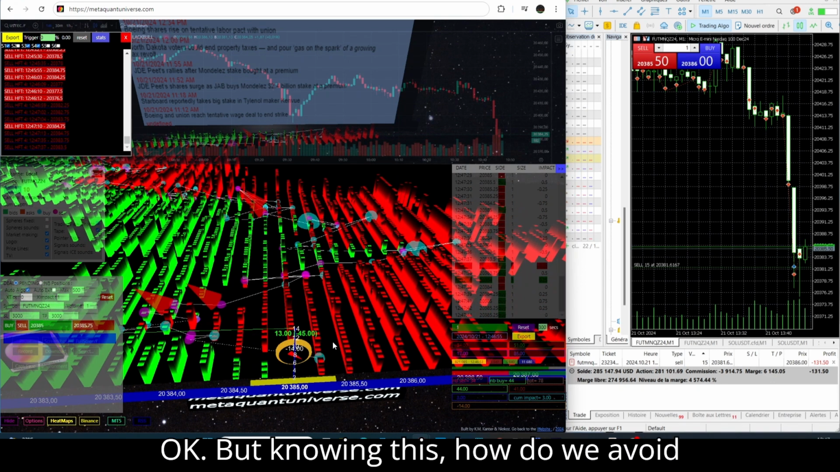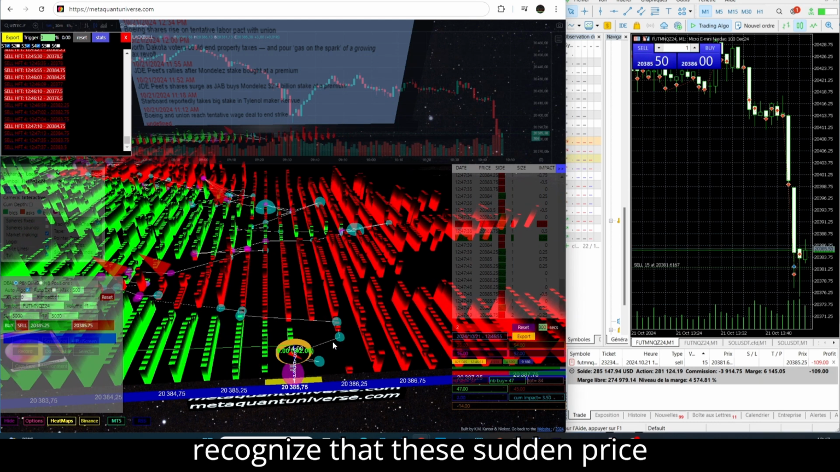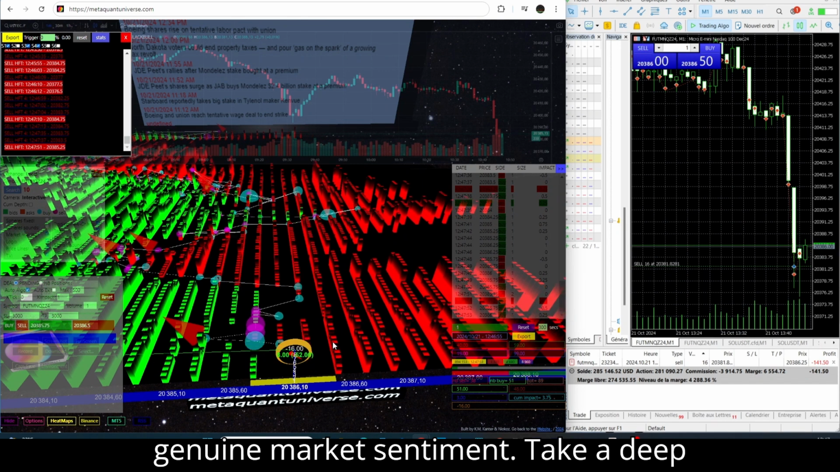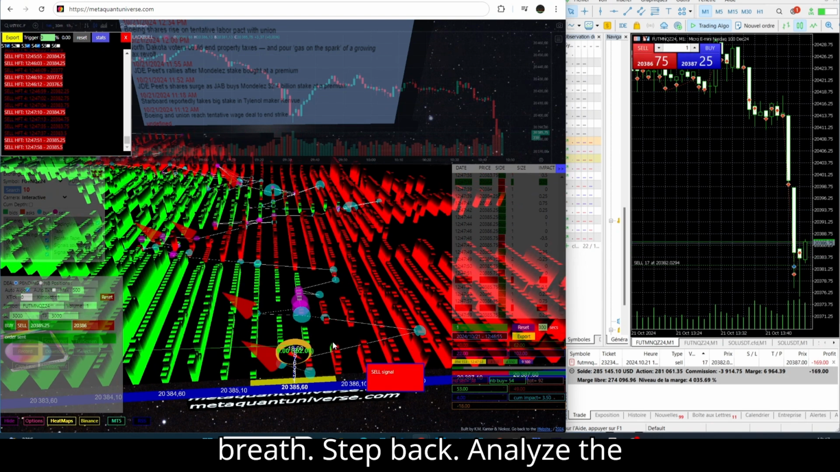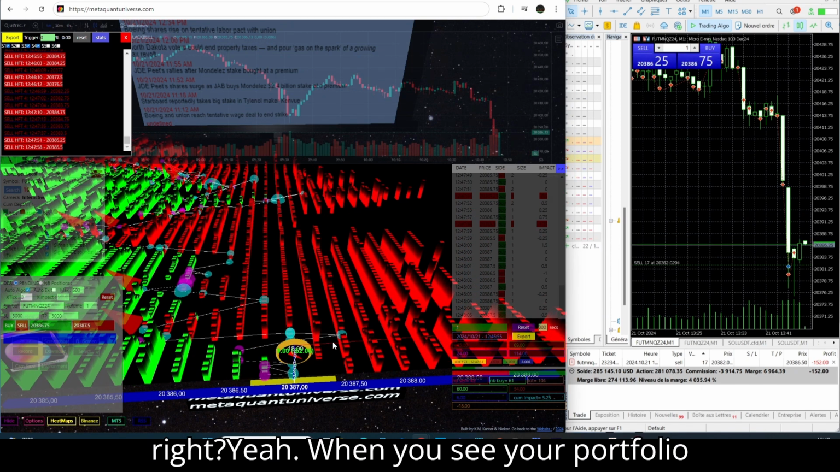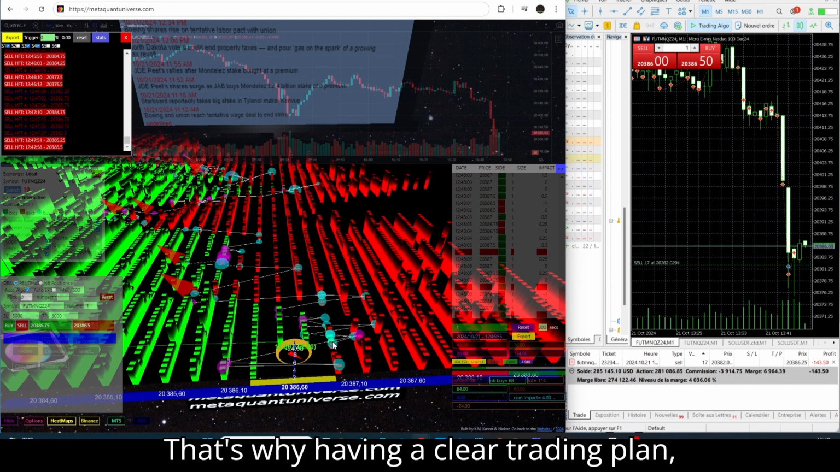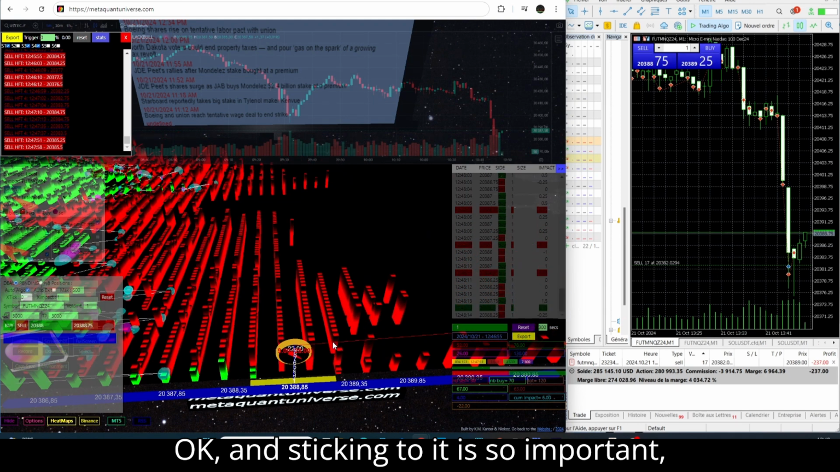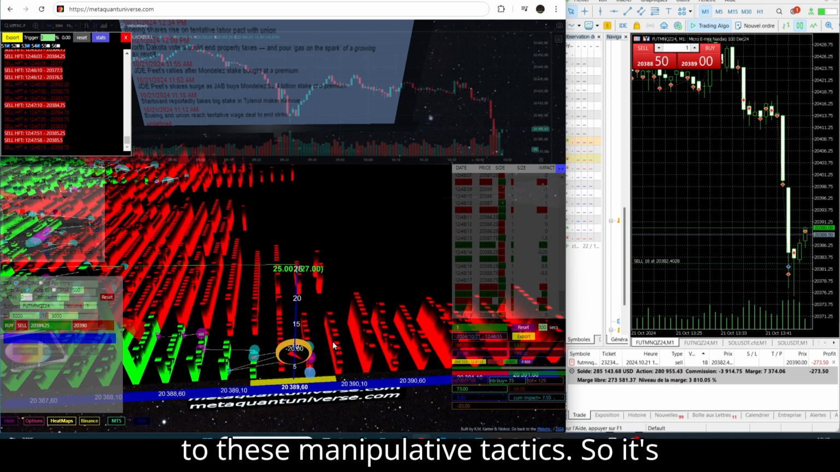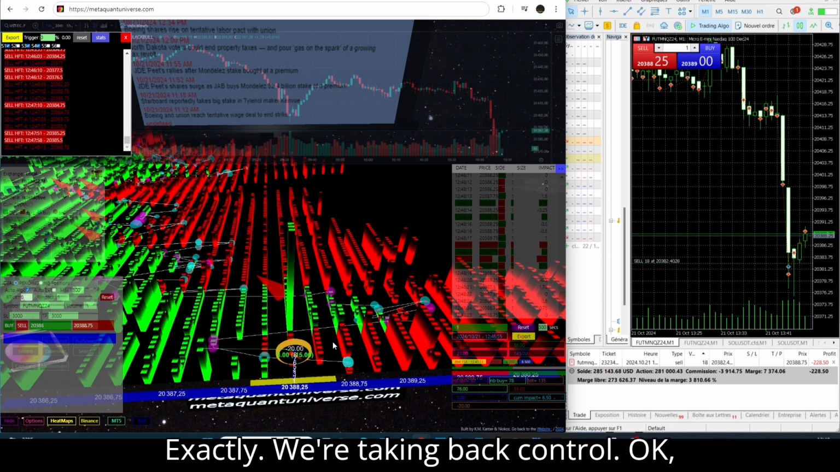Okay, but knowing this, how do we avoid falling into that fear trap? Well, mindfulness is key. Recognize that these sudden price movements might not be reflecting genuine market sentiment. Take a deep breath, step back. Analyze the situation before you make any rash decisions. Easier said than done, though, right? When you're seeing your portfolio dipping into the red, it's tough to stay calm and rational. I agree. That's why having a clear trading plan and sticking to it is so important. When you have a plan, you're less likely to react impulsively to these manipulative tactics. So it's about having the discipline to not let those algorithms control our emotions? Exactly. We're taking back control.